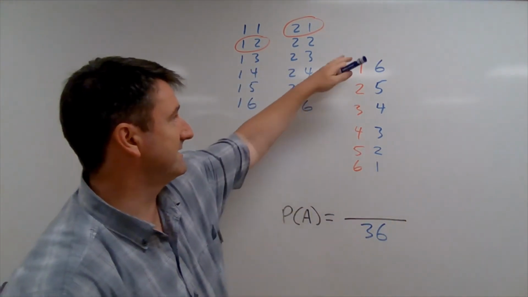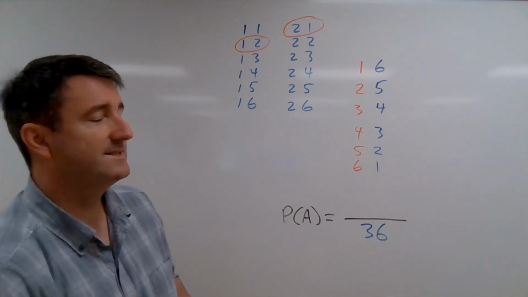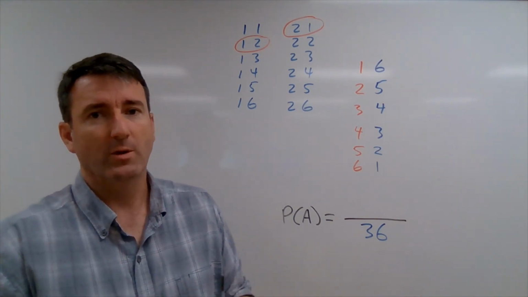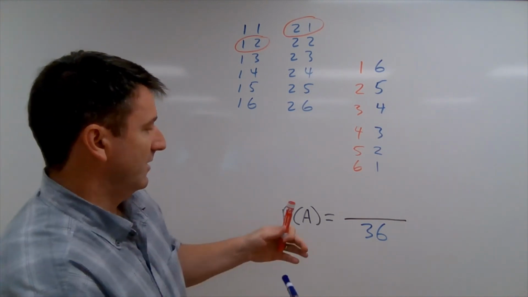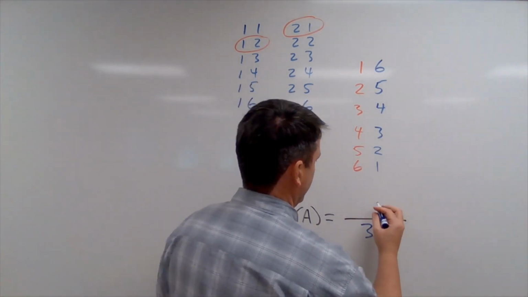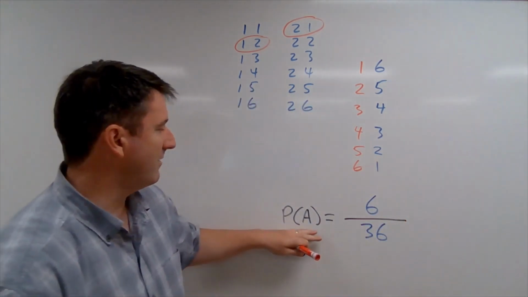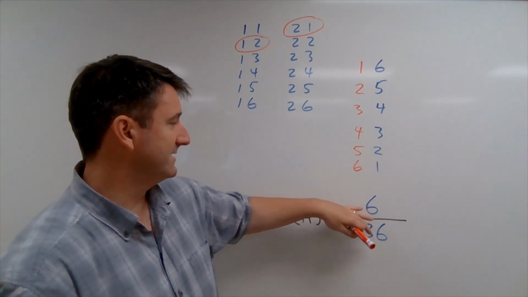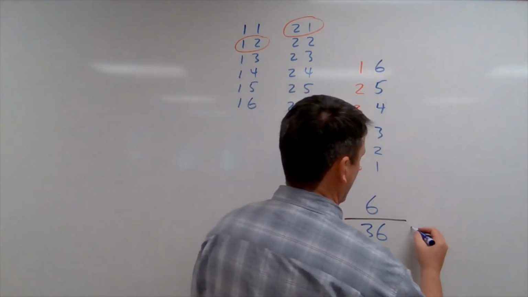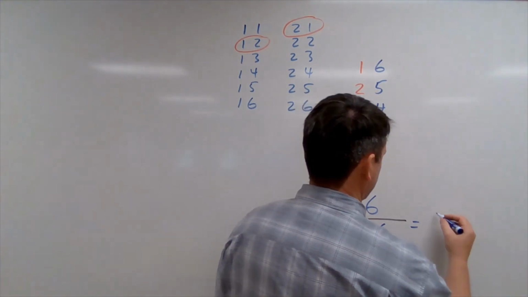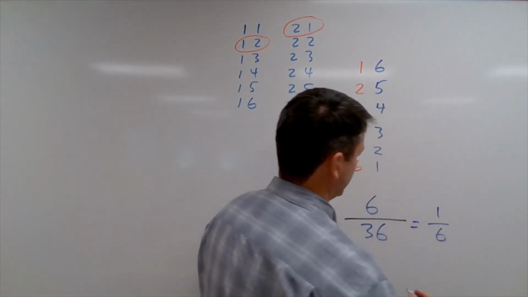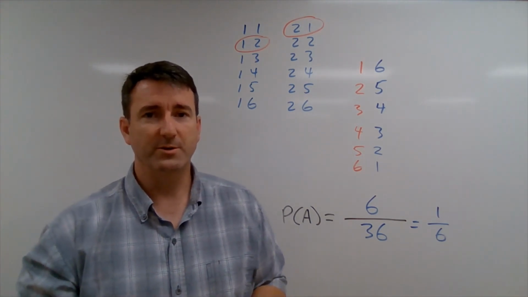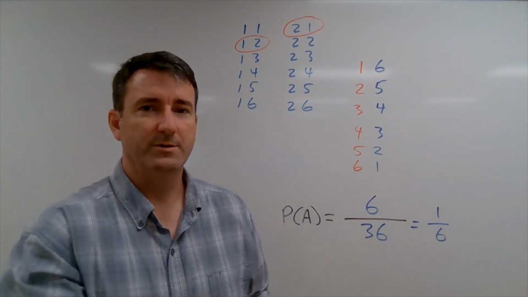So we can see that we've got 6 different outcomes that give us the event we're looking for, which is rolling a total of 7. So our numerator here is going to be 6. The probability of rolling a 7 with 2 six-sided dice is going to be 6 divided by 36, or as a simplified fraction, 1 divided by 6. So 1 out of 6 is the probability that we're going to roll a 7 when we roll 2 six-sided dice.